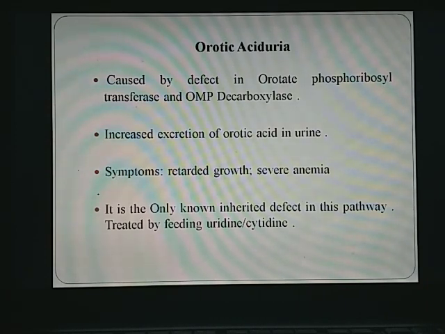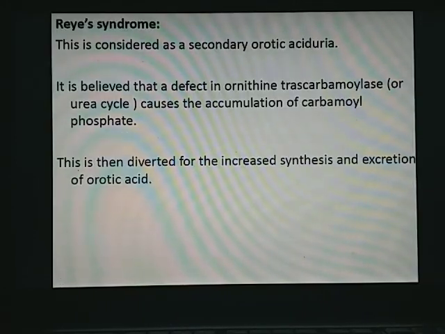And the symptoms of orotic aciduria are retarded growth and severe anemia, and it is the only known inherited defect in this pathway which can be treated by feeding uridine and cytidine. Then Reye's syndrome. This is considered as secondary orotic aciduria. It is believed that a defect in ornithine transcarbamylase caused the accumulation of carbamoyl phosphate. This is the enzyme of the urea cycle. So this is then diverted for the increased synthesis and excretion of orotic acid.